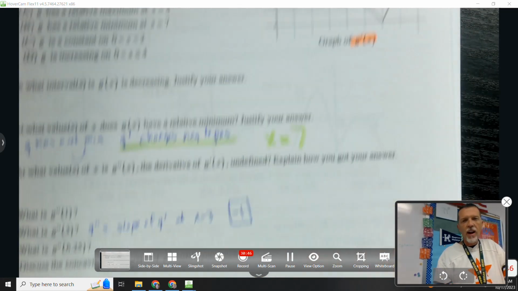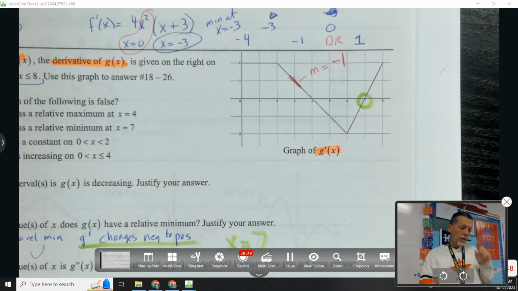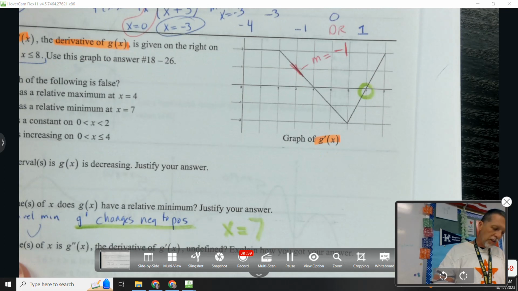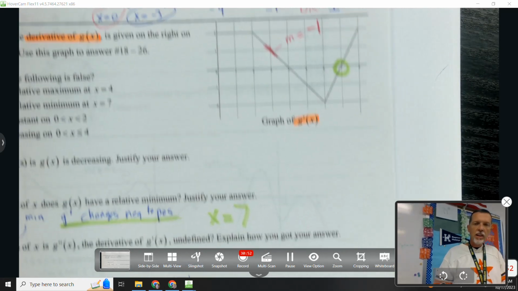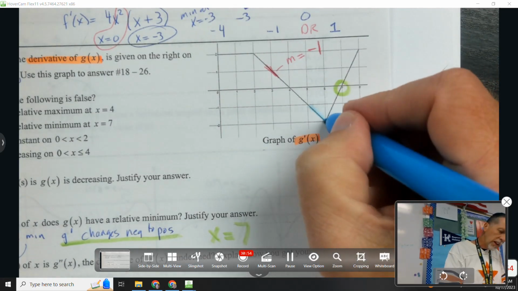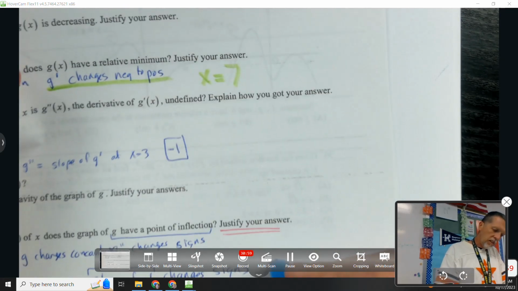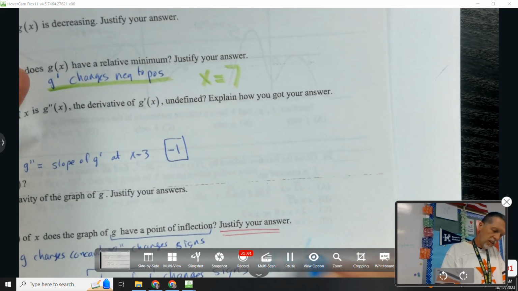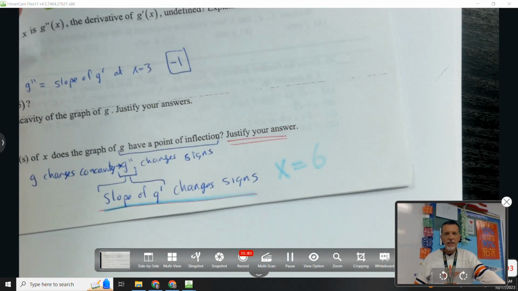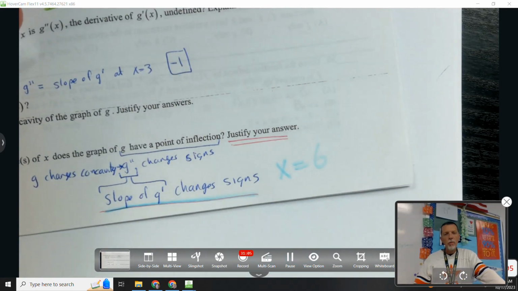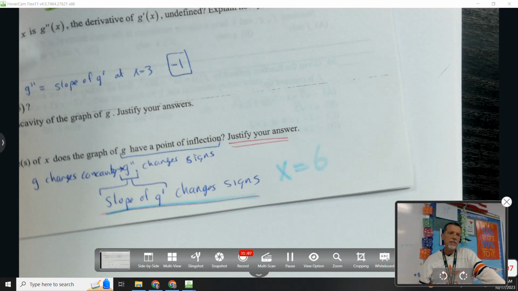Go look at the graph. And I guess I should be more specific: changes signs. I got it. So it's negative to positive at x equals 6. The slope changes negative to positive. So there's a point of inflection at x equals 6.